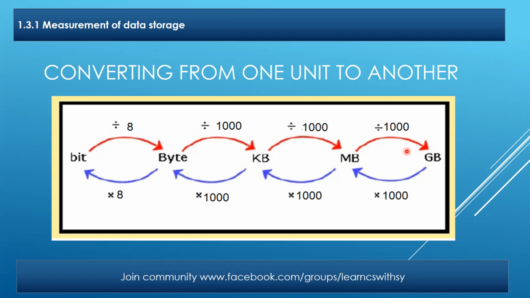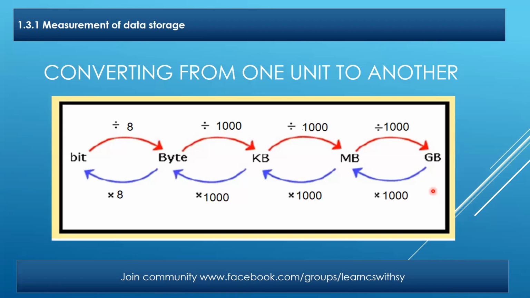Now just let me make it very simple. If you have to move from bytes to kilobytes, you'll be dividing it by 1000. But if you have to move from bytes to megabytes, first you will be dividing it by 1000 to get the answer in kilobytes. And then you'll be dividing it once again by 1000 to get the value in megabytes. So that is what I was saying, that you have to divide twice by 1000. Okay? Clear?